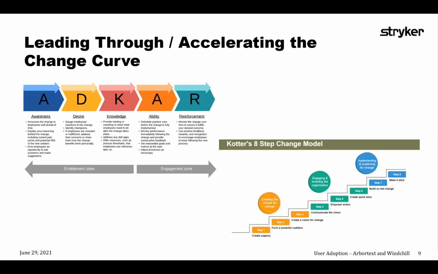John Kotter's 8 steps are to create urgency, form a powerful coalition, create a vision for change, communicate the vision, empower action, create quick wins, build on the change, and make it stick. These models have been put to the test many times, always with the goal of accelerating the change curve. You'll see bits and pieces of those models incorporated into my strategy over the next few minutes.